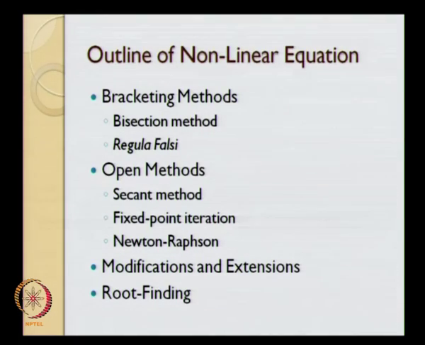Then we discussed modifications and extensions to the Newton-Raphson method particularly, but also to the other methods. And finally, we talked about the Bairstow's method for finding out the roots of a polynomial. So, if we have an nth order polynomial, the nth order polynomial has n roots, which we can find using various methods, and a popular method is Bairstow's method.